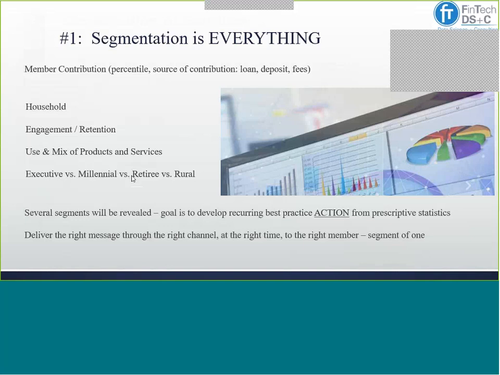The retirees, we have a lot of deposits. They don't really need loans. They don't have much of a loan appetite. So what's the messaging to increase our credit balances with retirees? We'll talk about that in a moment. Versus the millennials, they've got school debt, right?